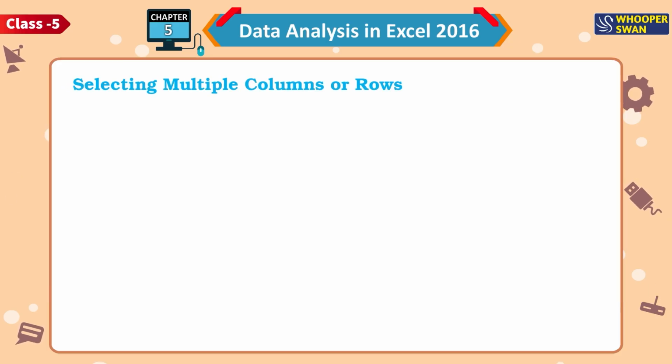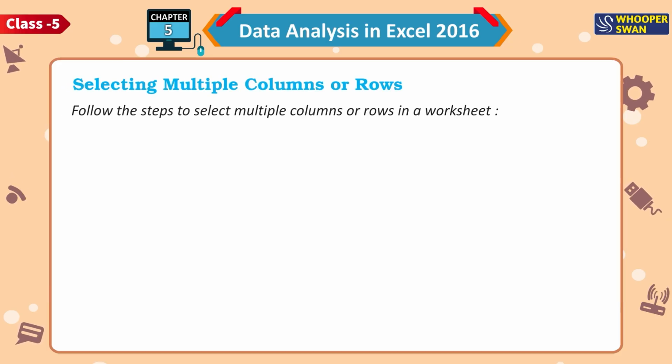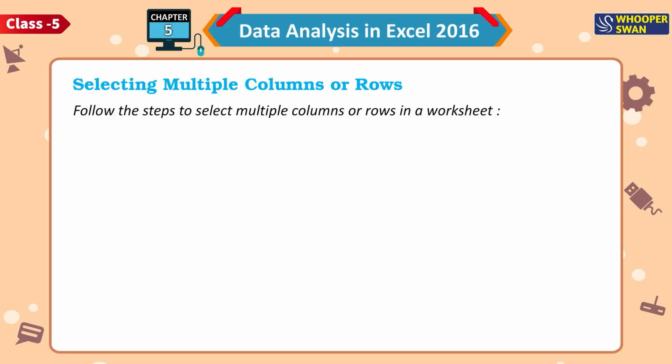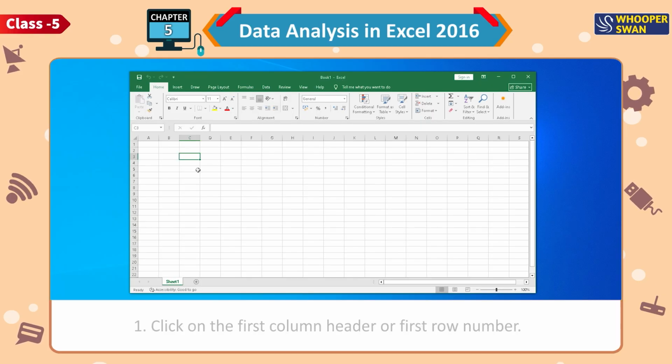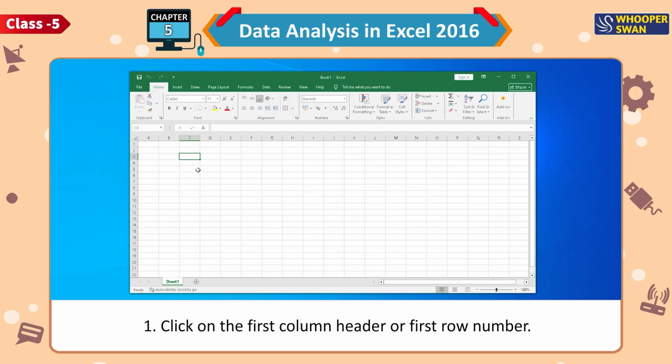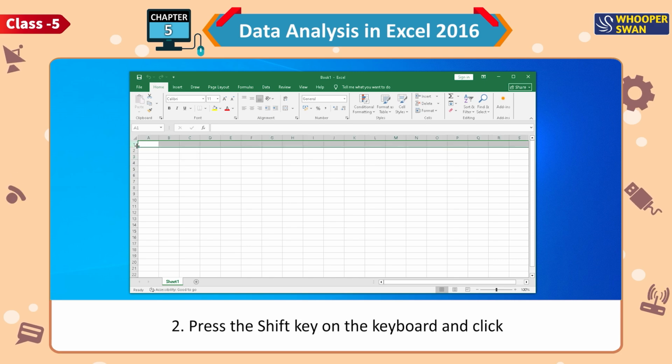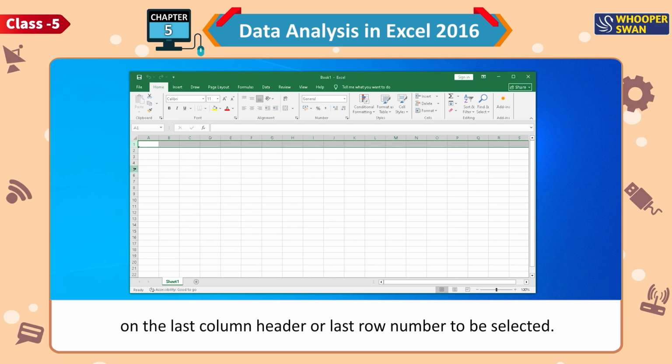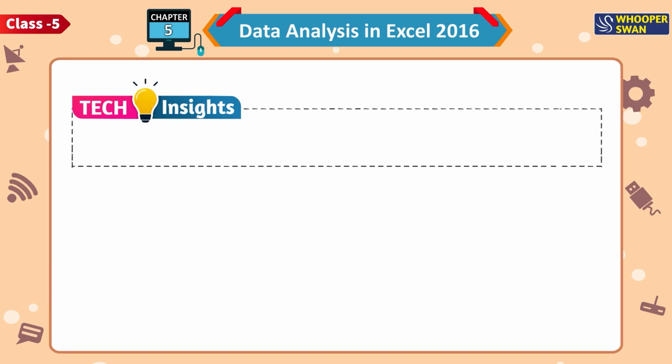Selecting multiple columns or rows. Follow the steps to select multiple columns or rows in a worksheet. Step 1. Click on the first column header or first row number. Step 2. Press the Shift key on the keyboard and click on the last column header or last row number to be selected.